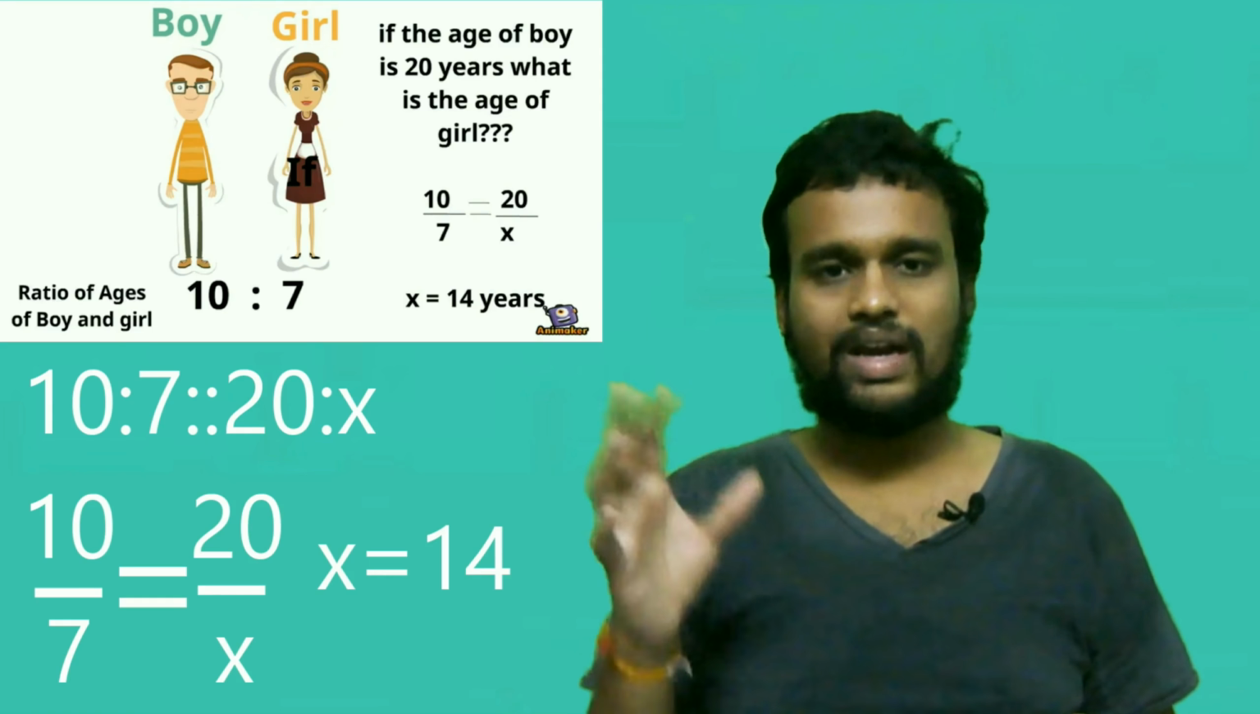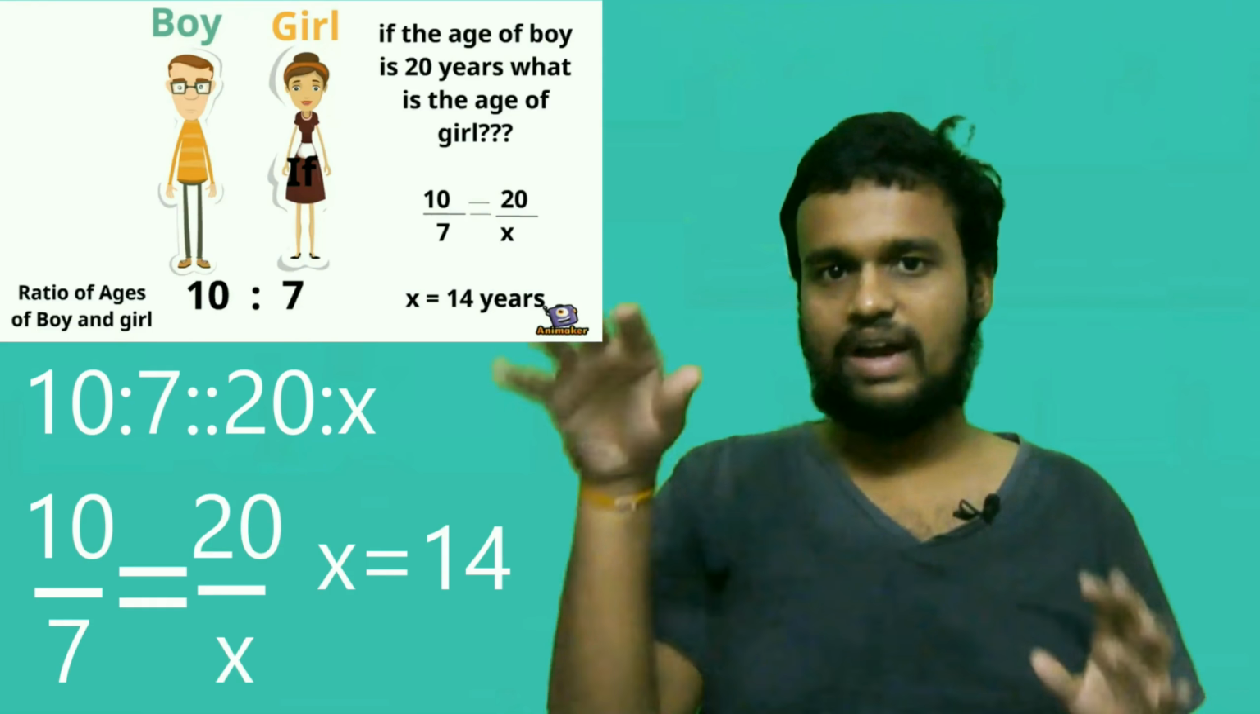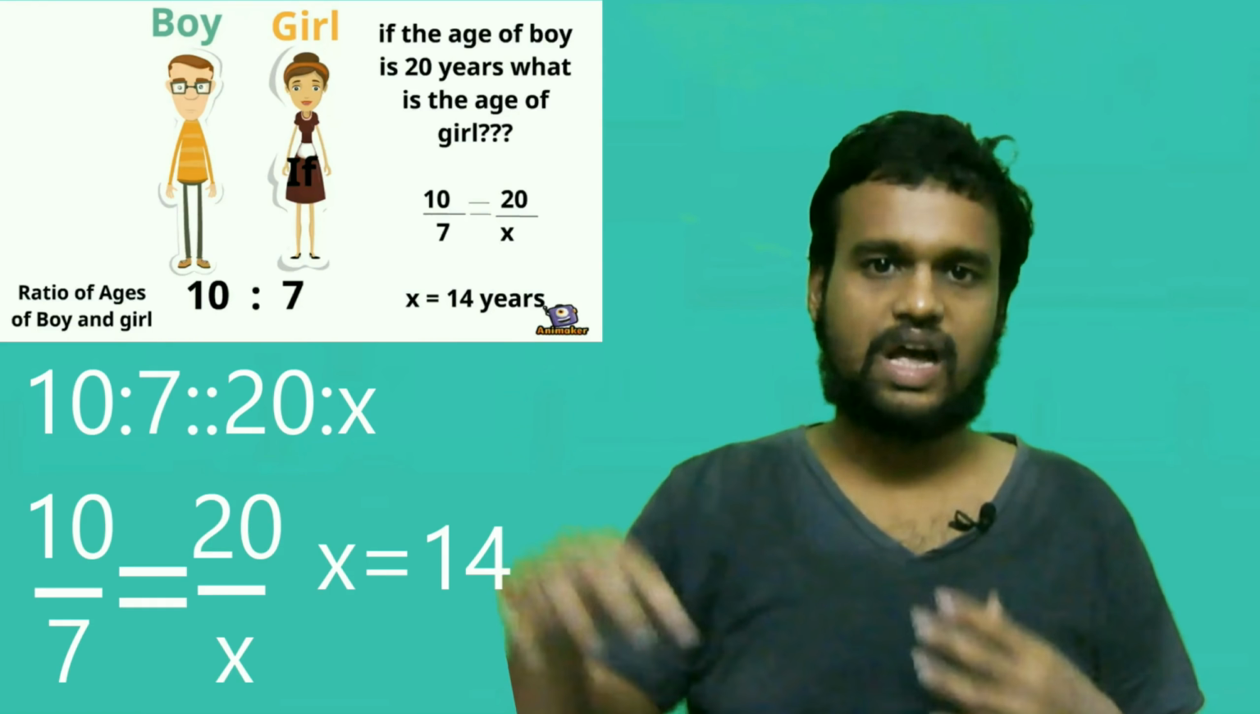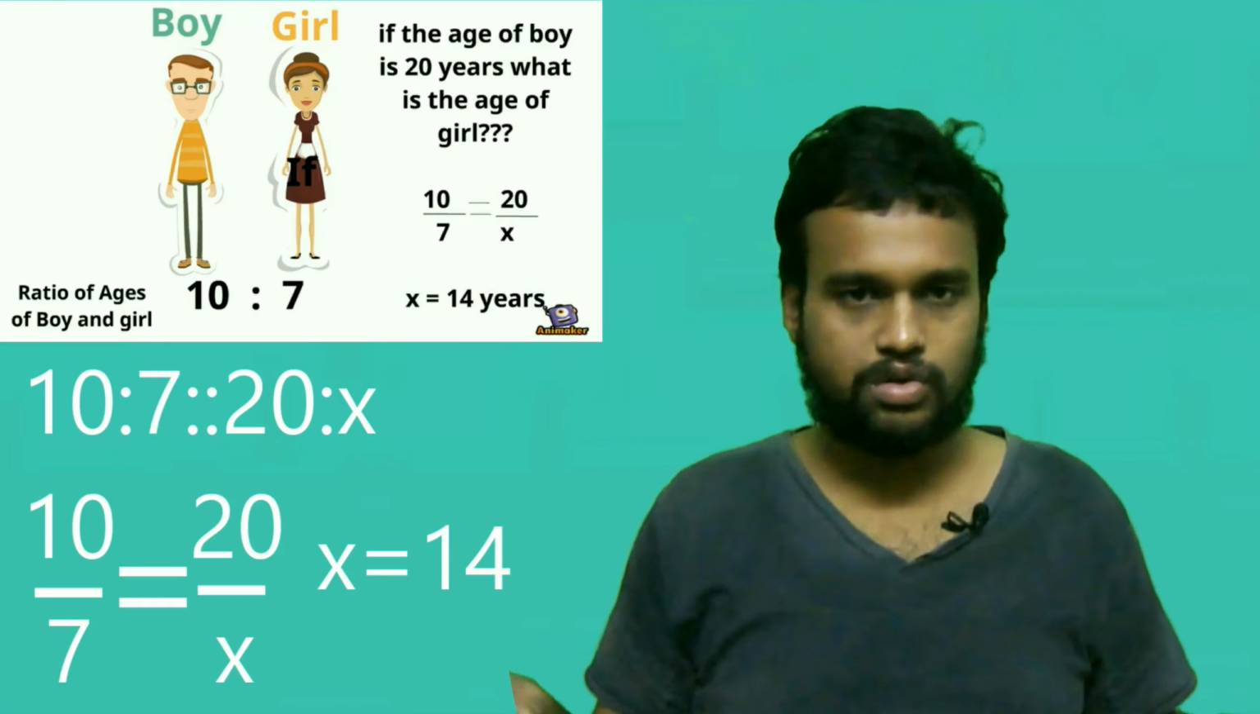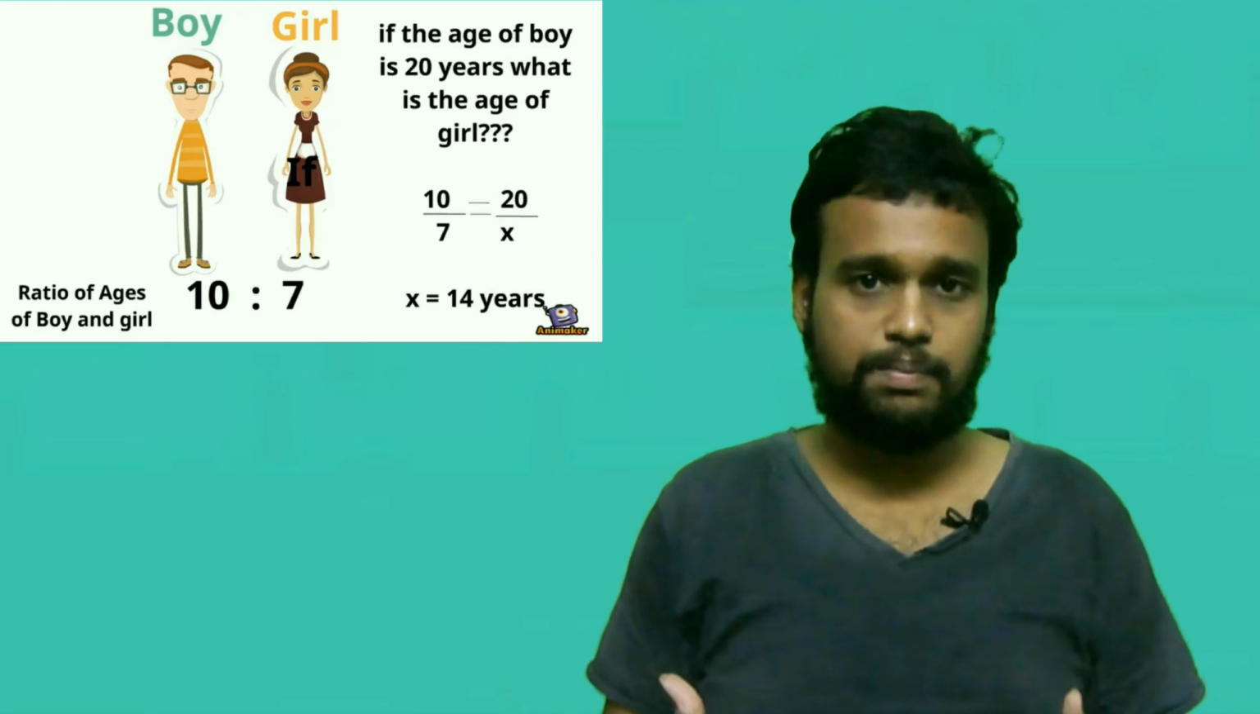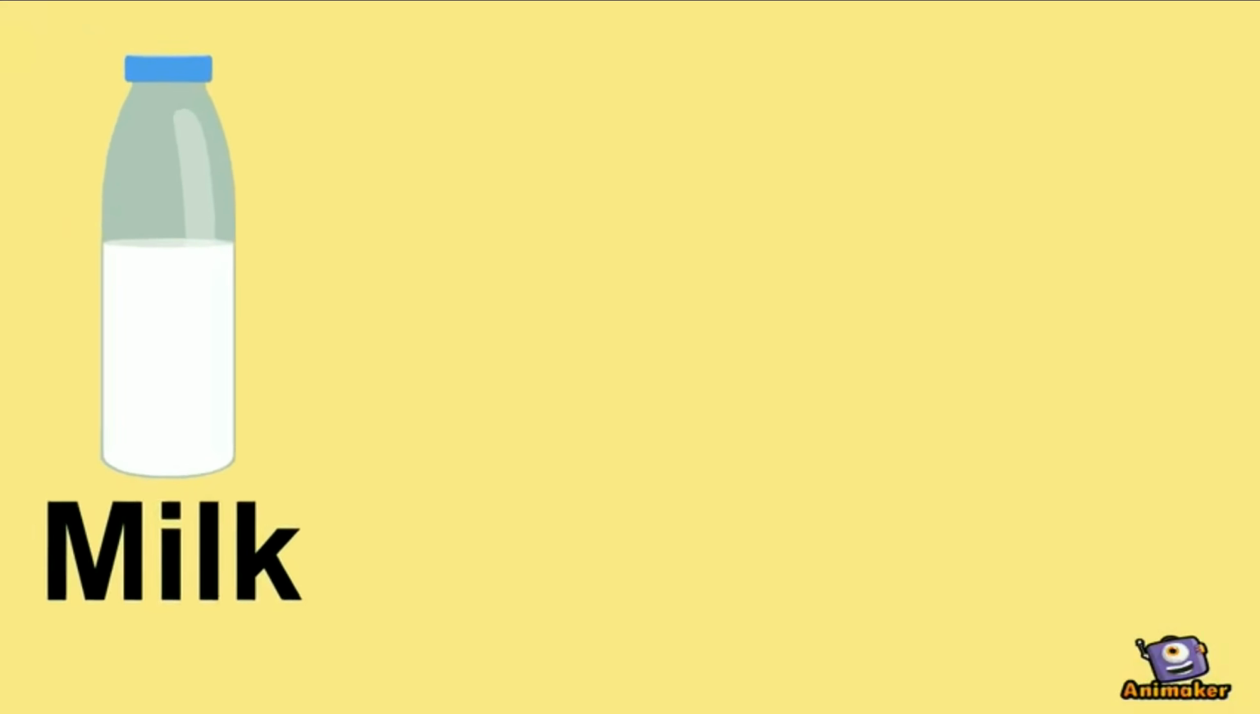So if 10 is 20, then what is 7? You divide it and multiply the cross side and you'll get the answer. It's so simple. Ratio can also be explained in percentage. To let you know about it, let's look at an example first.